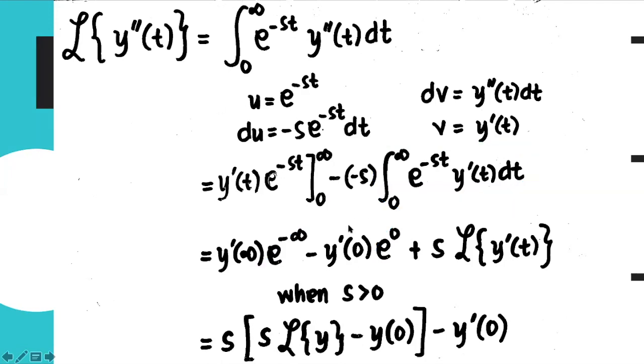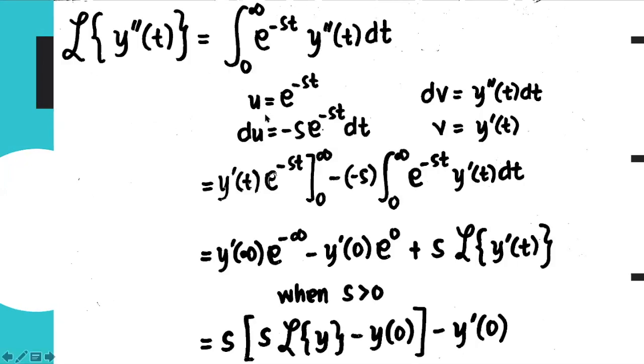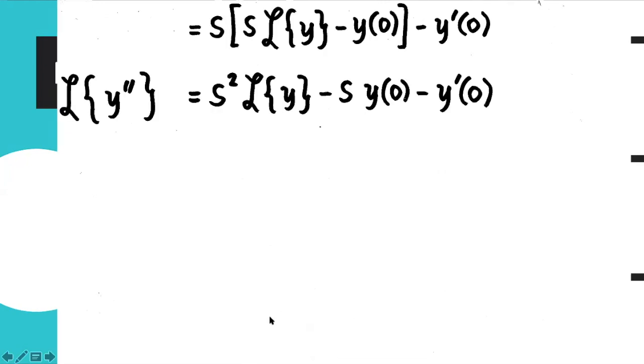Okay, let's go to the next page. Okay, ano na nangyari? So ito na yun. Right, so we arrange, or we just copy first, and then we distribute this s. So s times s, you have s squared times Laplace of y, right? S times negative y of 0, so you have minus s y of 0, and then copy this minus y prime of 0. Okay, so this is the Laplace of the second derivative of y.